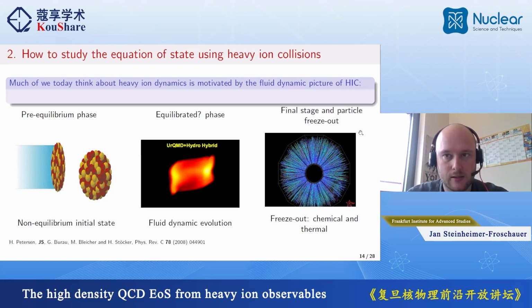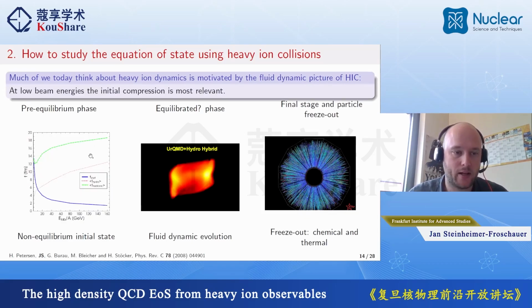And this type of model has been very successful in describing heavy ion observables at ultra-relativistic energies, I would say above square root s of 10 GeV, roughly. The problem is that the equation of state that you probe in these collisions is what you basically already know from lattice QCD. And if you want to go to the high density baryon-dominated region, you have to go to lower energies.